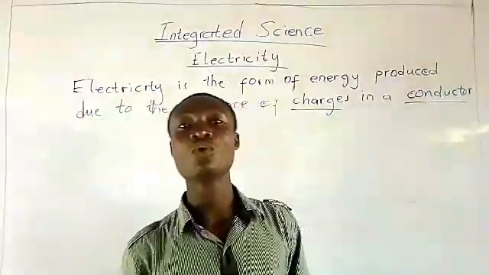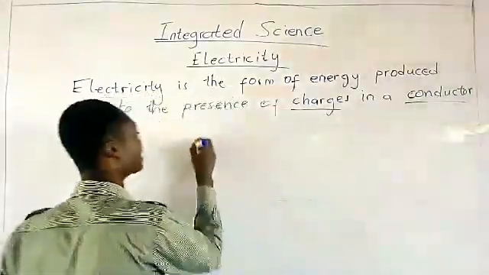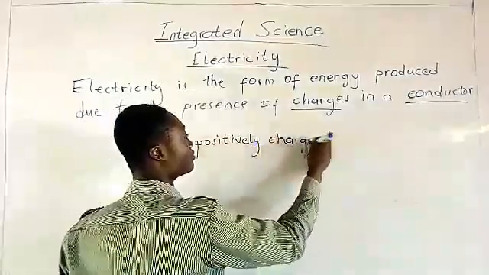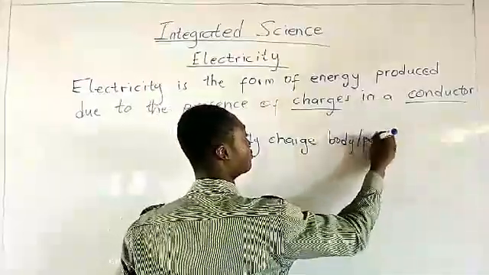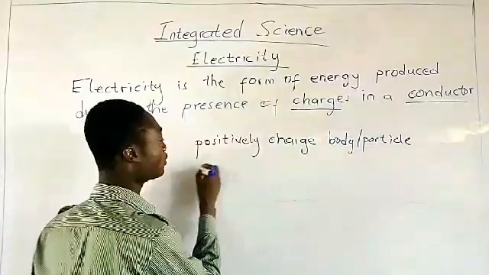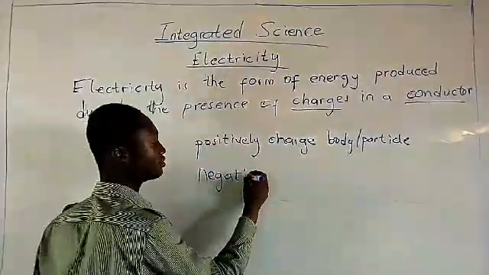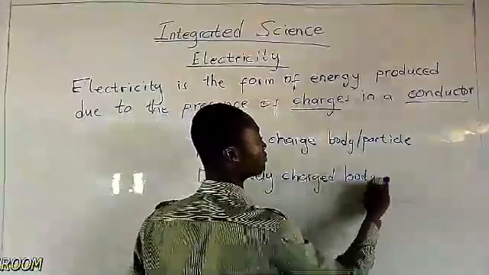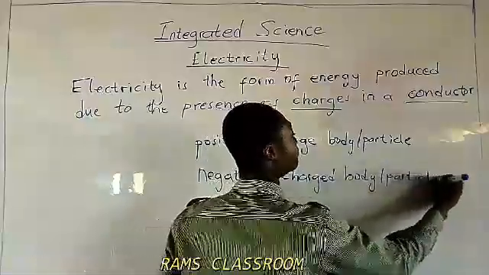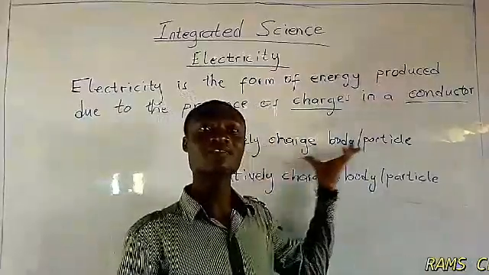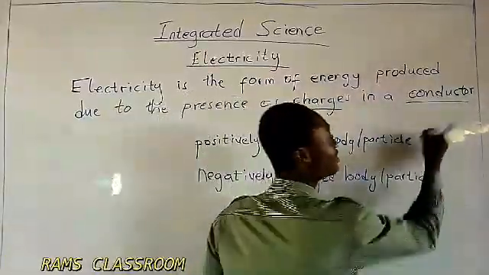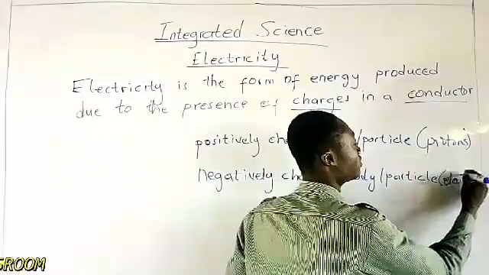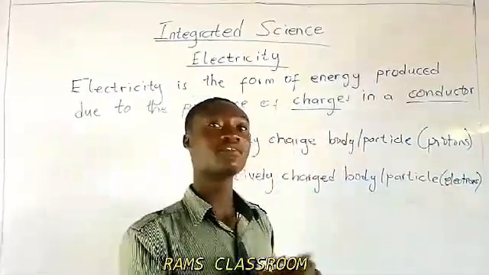Now, at our level, we know of only two charges. That is a positively charged and also a negatively charged particle. At our level, we know that for the positive charge, normally we use protons. We know protons to be positively charged and electrons to be negatively charged.